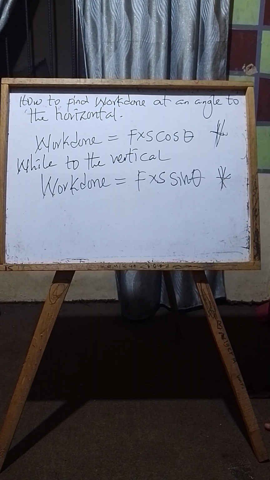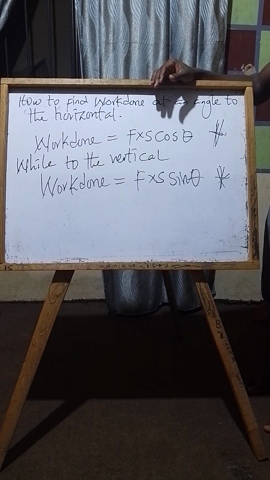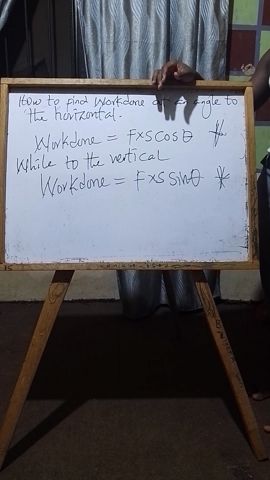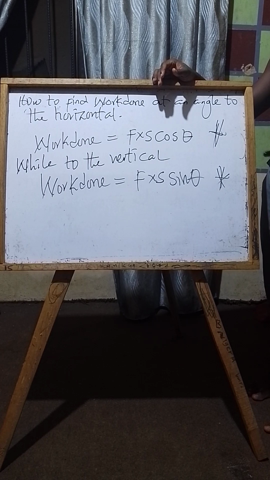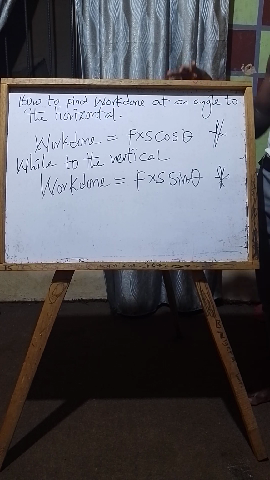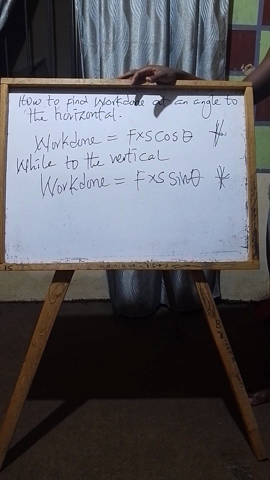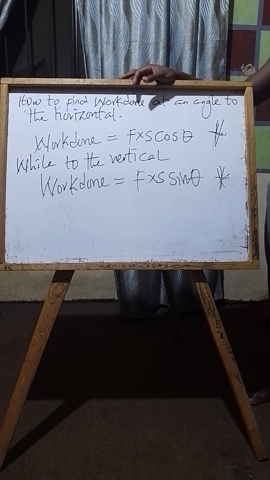How many formulas have I given you for work done now? Five. Are you seeing it? Five of them. On your own, if you check your textbook, you might see only one. But we are bringing all these things and exposing them so that you should understand that questions can come from anywhere when it comes to work done. And there are so many other things you can use to calculate work done.